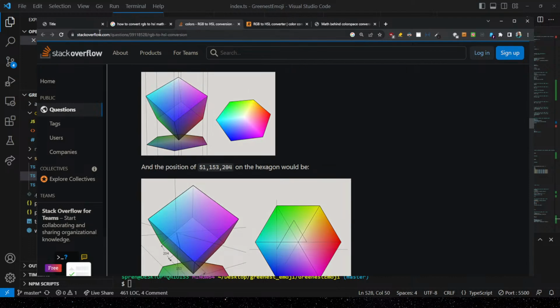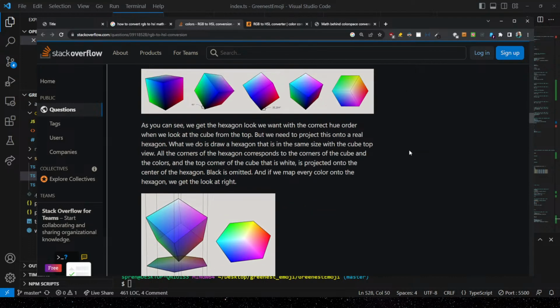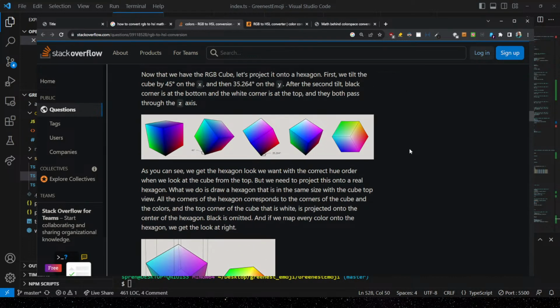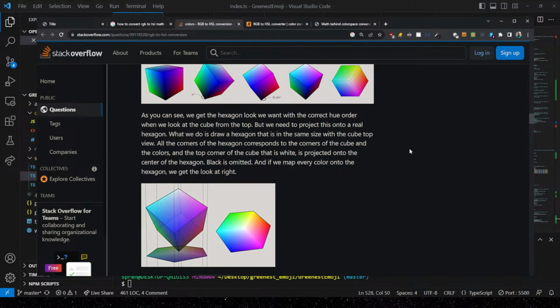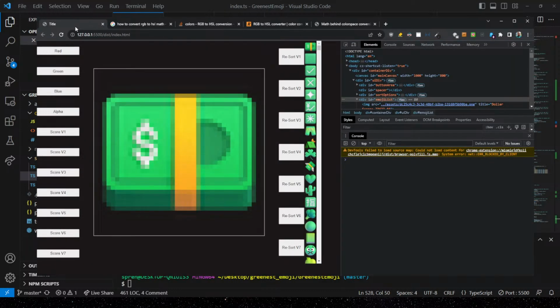So check it out, Max. I am learning the deep lore about converting RGB to HSL so that I can determine the greenest emoji.